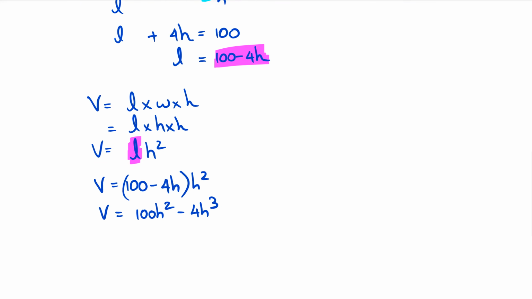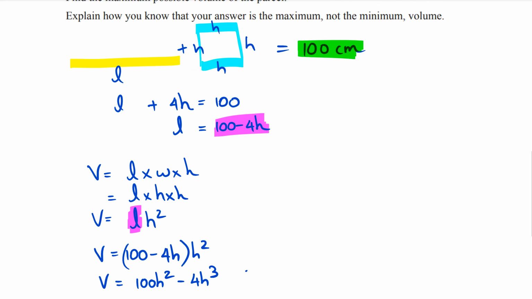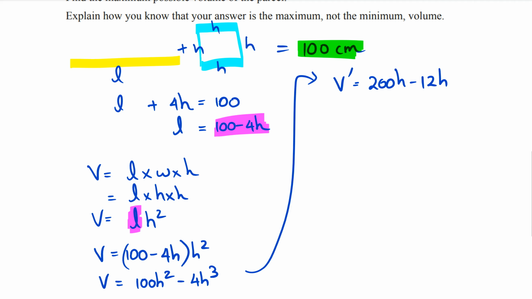We now differentiate this. When we differentiate, we get v dash is equal to 200h minus 12h squared. And we also know that the maximum happens when the gradient is equal to 0.